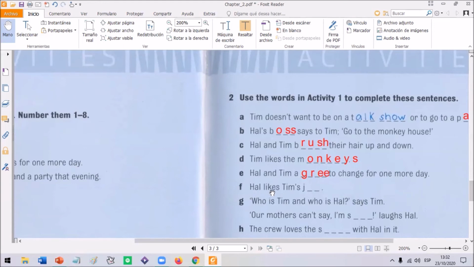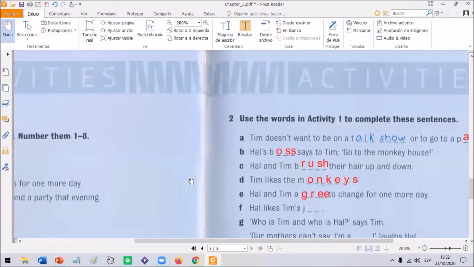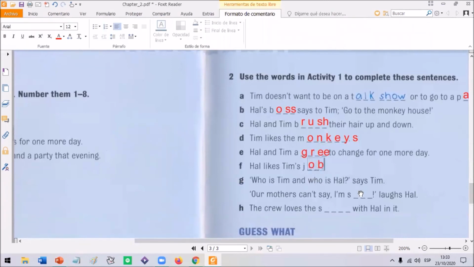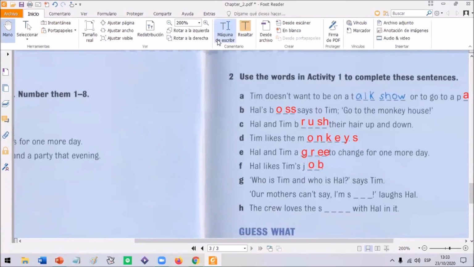Then, Hal likes Tim's... esta palabra no estaba en la sopa de letras del ejercicio anterior, ¿sí? Pero nos podemos imaginar cuál es. Do you know? Yes, excellent. Hal likes Tim's job. Su trabajo, right? Hal likes Tim's job.